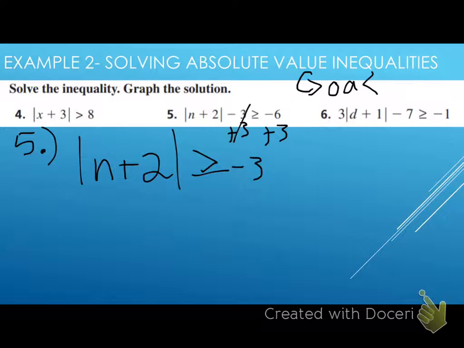Is my absolute value now by itself? Yes, it is. Is my C value greater than 0? No, it is not. So can I set up my two inequalities? No. Let's look at the statement that it's saying. Absolute value of n plus 2 is greater than or equal to negative 3. What's my answer here?